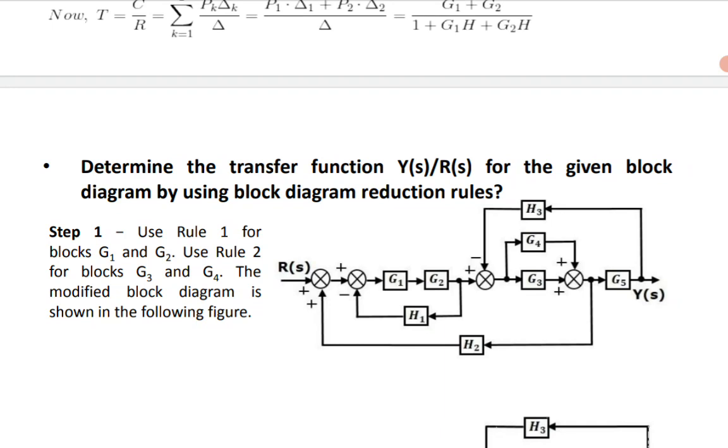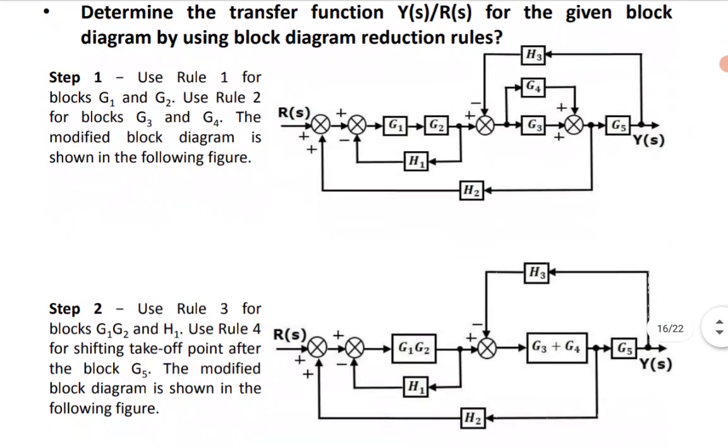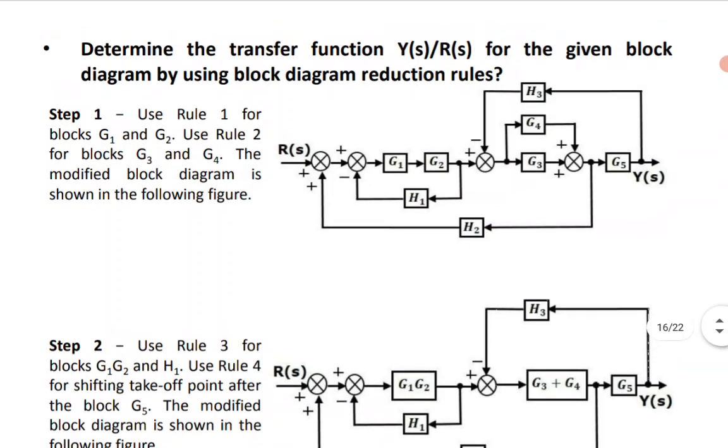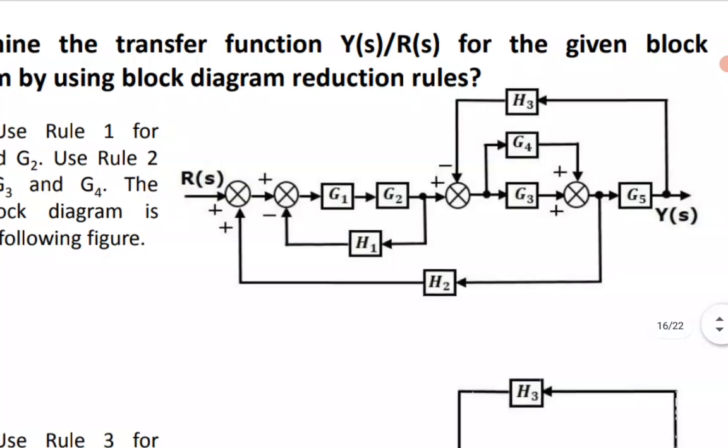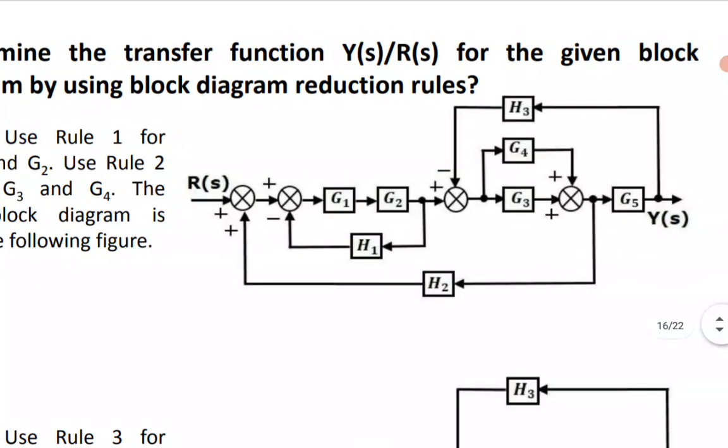Determine the transfer function Y(s) by R(s) for the given block diagram by using block diagram reduction rules. Already I discussed this on previous slides. Again I am repeating for your convenience only. The respective block diagram is provided. So it is a little bit complex type of block diagram. So how can we proceed further for that?